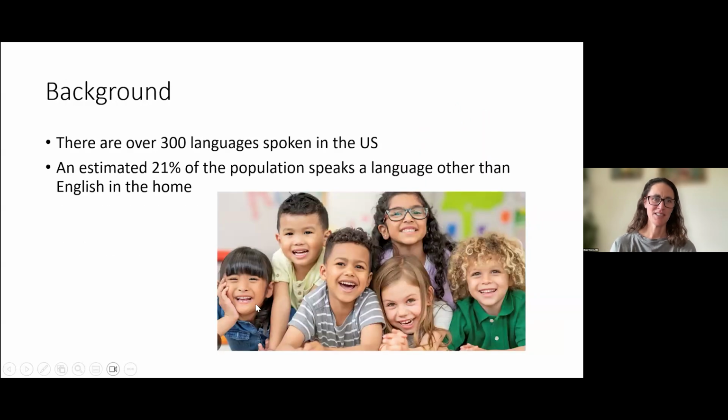So in background, there's more than 300 languages spoken routinely in the United States every day, and an estimated 21% of the population speaks a language other than English in the home. And my guess is that's higher. That's probably just some of the folks who tend to speak English or a language other than English most routinely, but I think a lot of families have a big mix of languages spoken in their home.